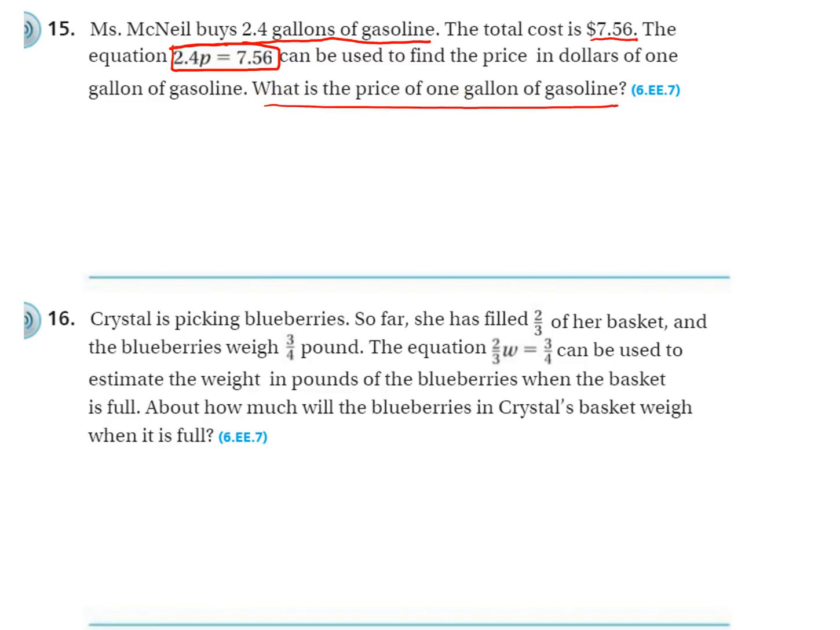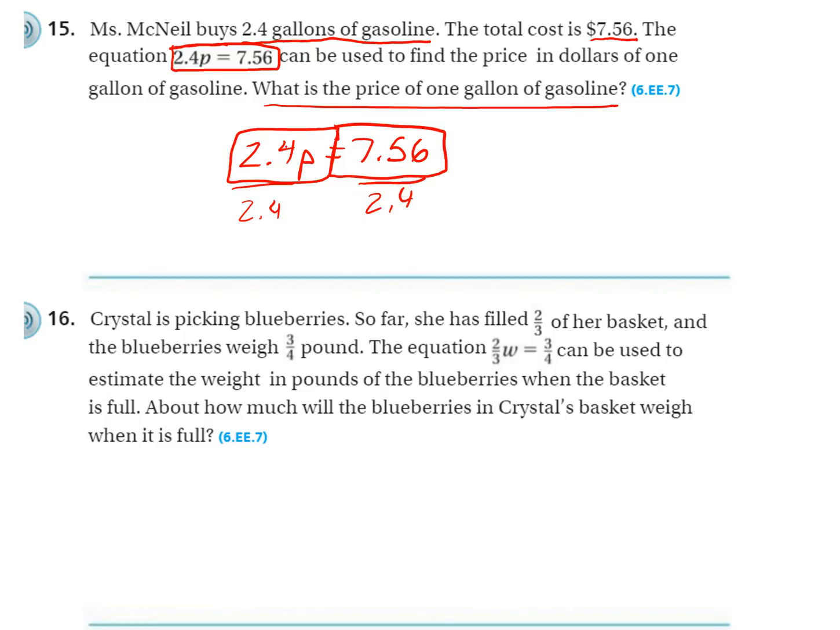Well, they told us we can use that equation to find that. So 2.4P, I'm just rewriting the equation, equals 7.56. We have a number, 2.4, right next to a letter, so that means you're multiplying. So to get P by itself over here, we have to do the inverse operation. The opposite of multiplication would be division. And what we do to one side, we have to do to the other. So we're going to divide both sides by 2.4. That's going to leave me with just P on the left side, which is nice and easy.